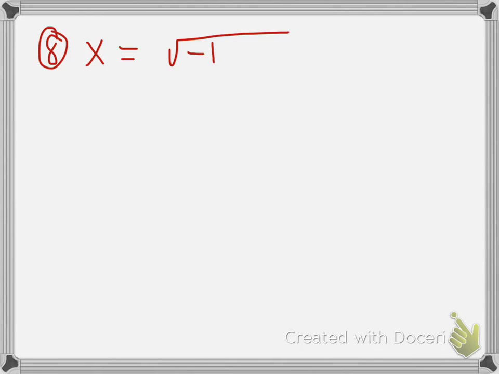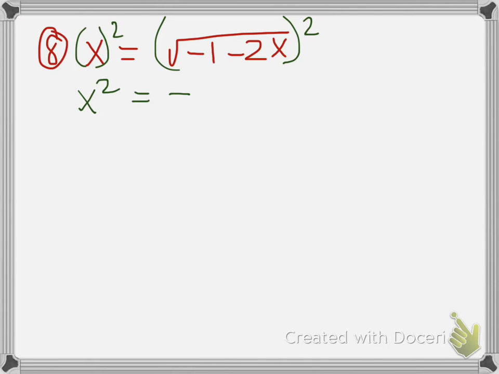Number 8. x equals the square root of negative 1 minus 2x. Same thing. Get rid of the square root by squaring both sides. So we have x squared equals negative 1 minus 2x, because the square root cancels. Because in the last few problems you end up with the x squared, you have to move everything to the side where your x squared stays positive.